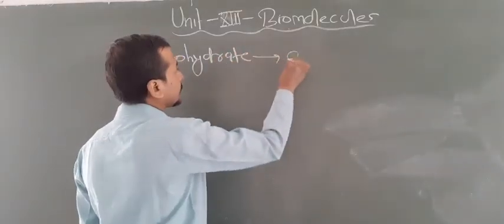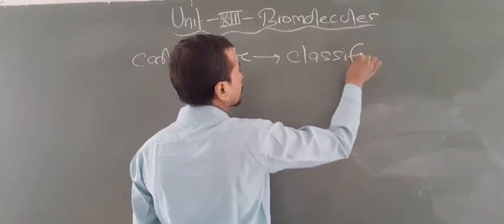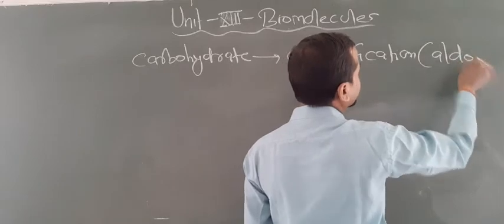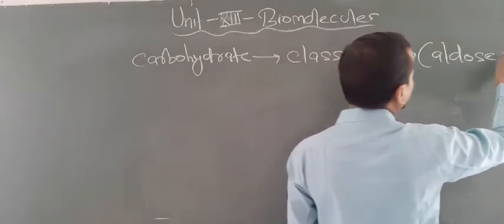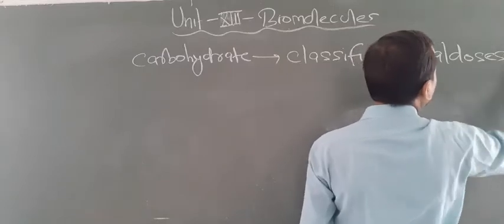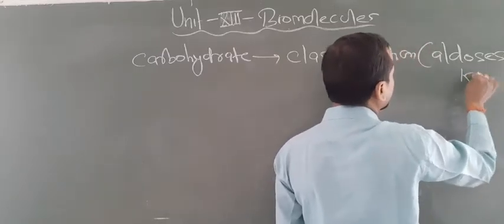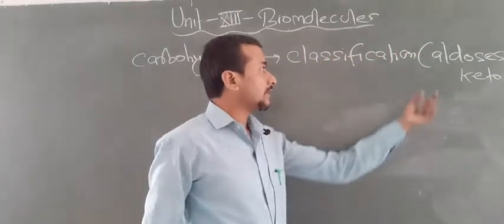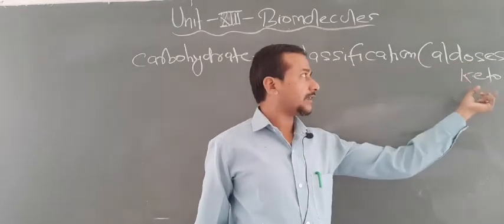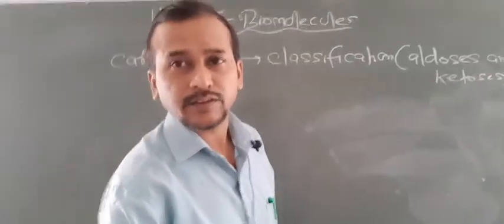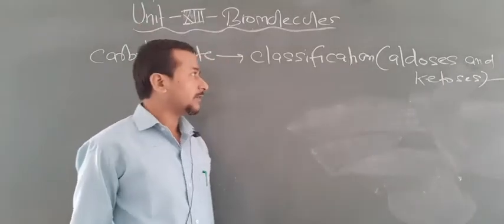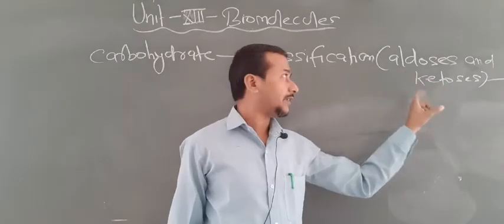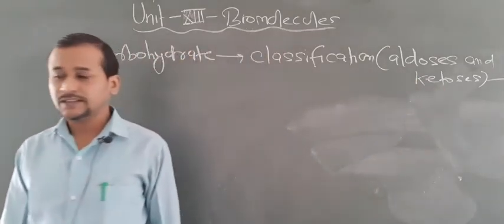You just have to know the classification of carbohydrate, that means on the basis of the group attached, that is known as aldose and ketose. That means the carbohydrate containing aldehyde group and the carbohydrate containing ketone group. If the carbohydrate contains aldehyde group, that is CHO, that is known as aldose. If it contains ketonic group, this is known as ketose.